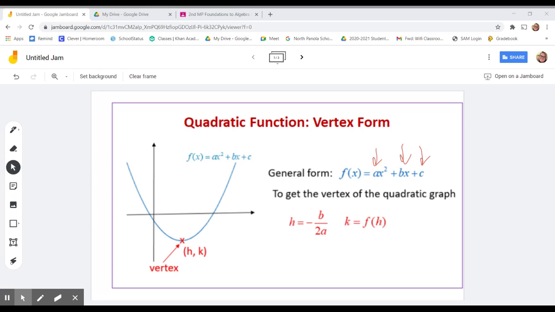So the formula to find the vertex, if we have it in general form, f of x equals ax squared plus bx plus c, is h equals negative b over 2a. h is just a fancy way of saying that that is the x value, okay? k is just that value plugged into the equation, okay? So we're going to go ahead and do an example here. I have this example right here.